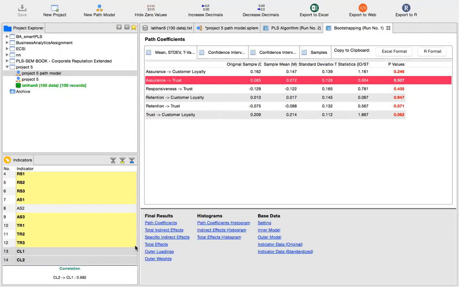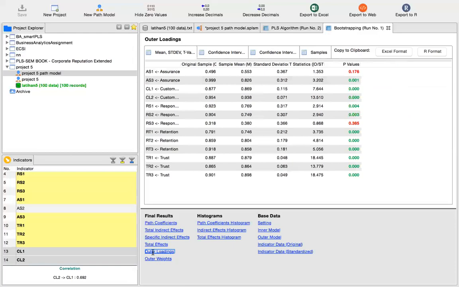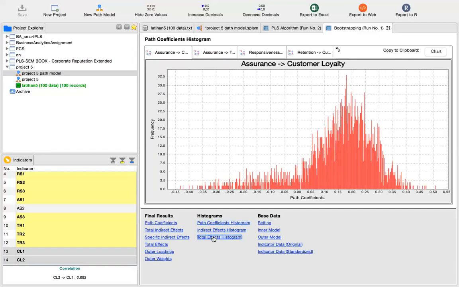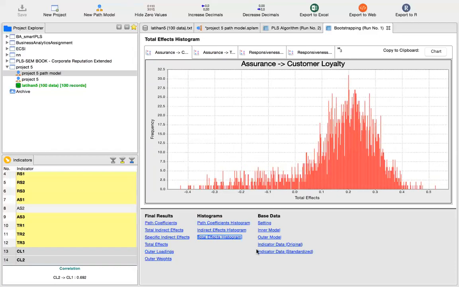And we'll check our outer loading. So there are two that are in red because it means that they don't have any significant effect. And this is the histogram. Yeah, it's basically the same. Okay, that's all, and thank you.